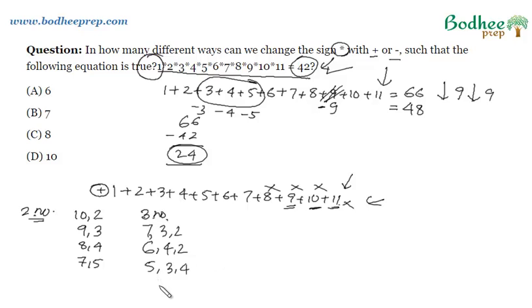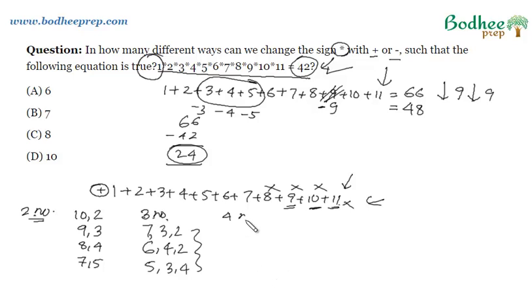Now if I take the largest number to be 4, then the sum has to be 8, right? But we can't have any combination less than 4 to make 8. So if I take three numbers, then these are the combinations.